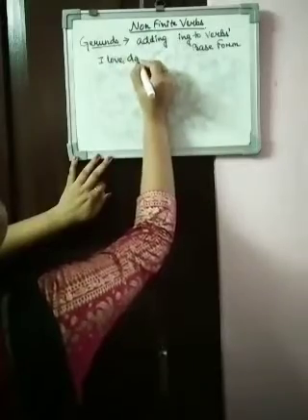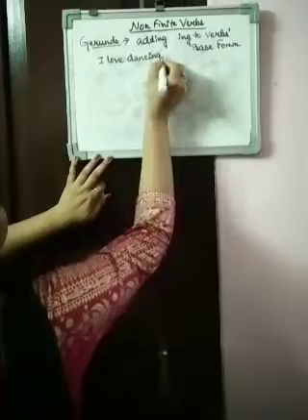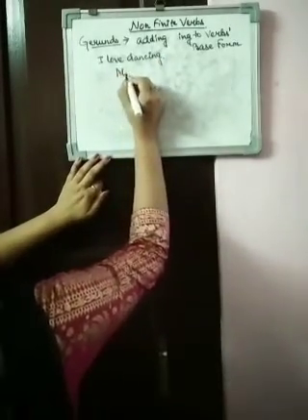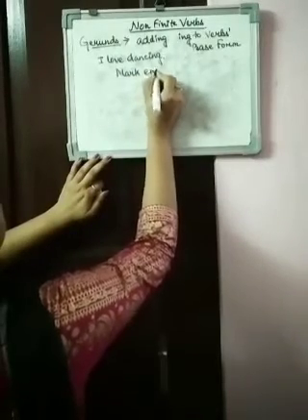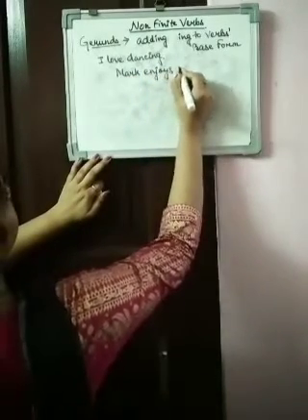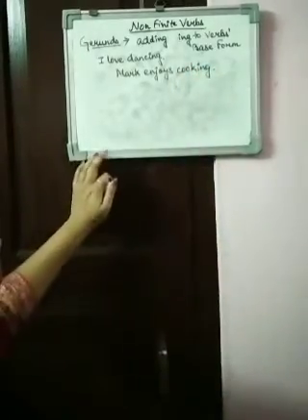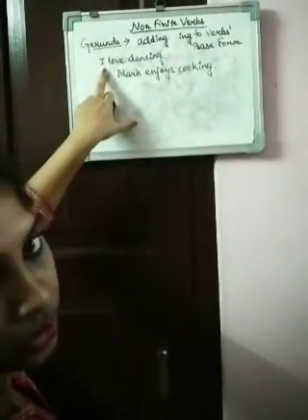Now let's see how gerunds are acting as objects. Now we'll see that. I love dancing, or Mark enjoys cooking. Okay, now you see this. I is what? It's subject. We are talking about subject I. I love what? When you ask the verb I love what, then you get an object.